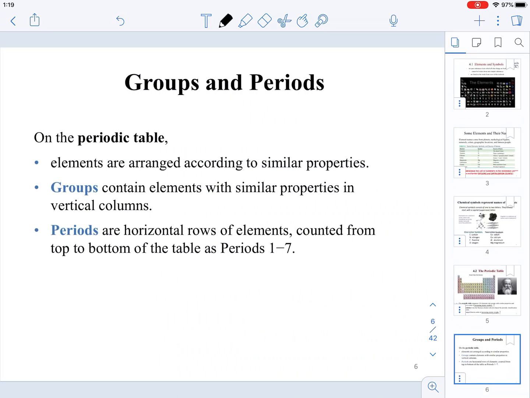As I mentioned previously, the elements in the periodic table are organized in groups, but in addition, they're also organized in periods. Groups are the vertical columns of the periodic table. All of the elements within a group, or I should say the majority, because there are always exceptions to the rules, are going to have similar properties. When it comes to periods, periods are the horizontal rows where the elements are. And currently, for the periodic table that we utilize, there are only periods 1 through 7.